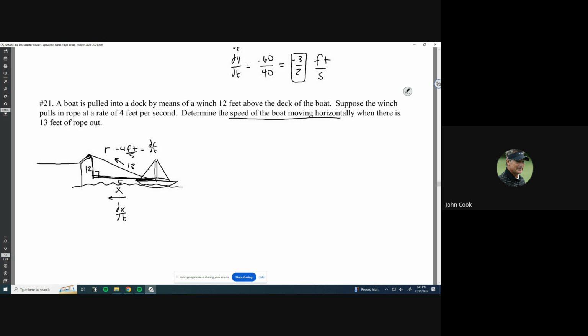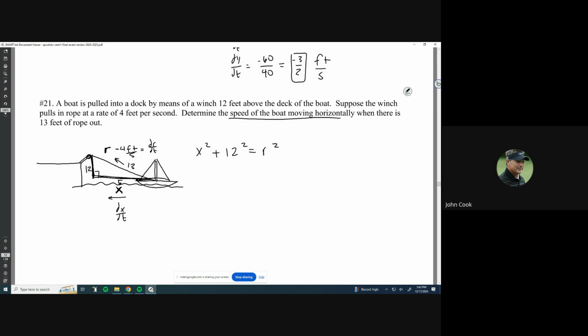Okay, so how do all these things relate together? Well, r is one variable. It's going to keep changing. The rope length changes. X is going to keep changing because the boat keeps moving closer and closer towards the dock. But this length 12 is going to stay constant. So I can write up this Pythagorean relationship: x squared plus 12 squared is going to be equal to r squared.